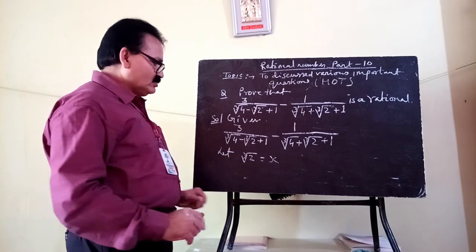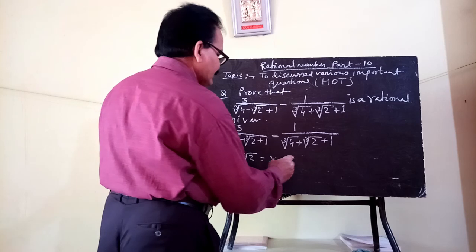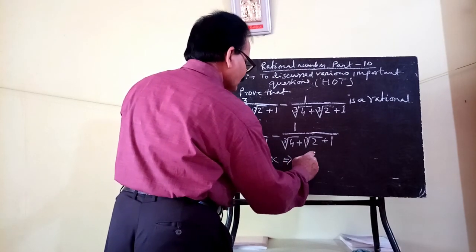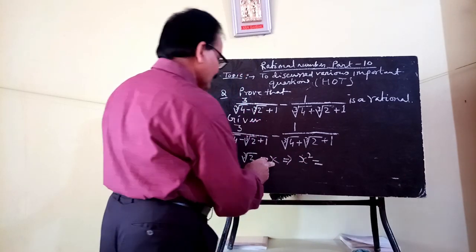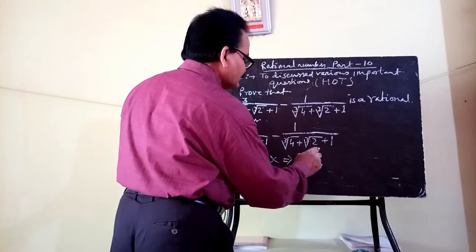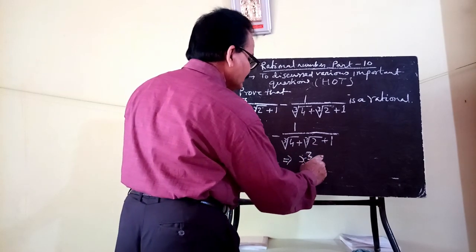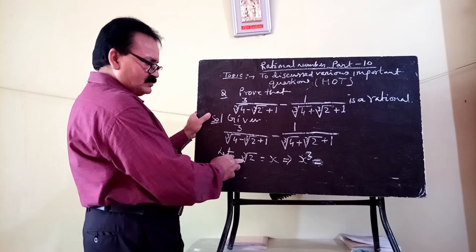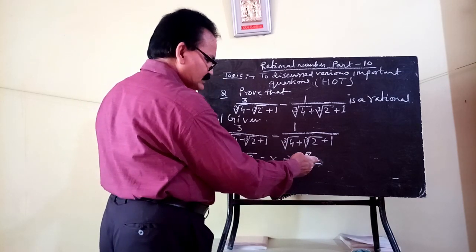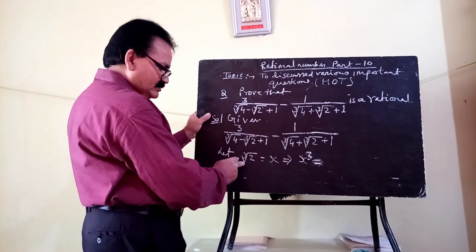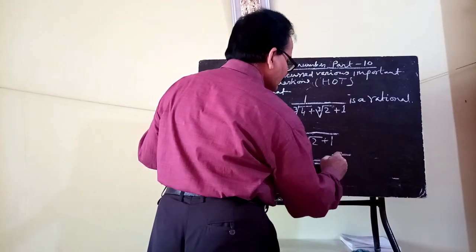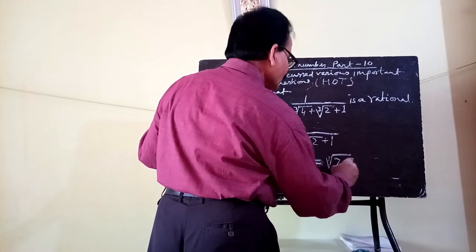If you square both sides, what you will have? Not squaring, you just cube both sides. On cubing both sides, because it is cube root of 2, to remove the root you have to cube both sides. For x cube you have to take the whole cube, that will be cube root of 2 whole cubed.